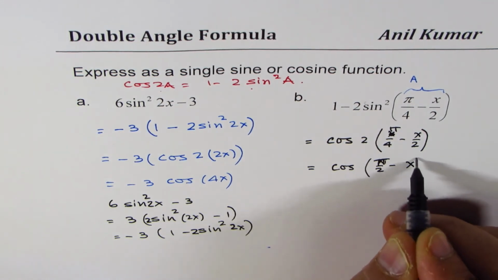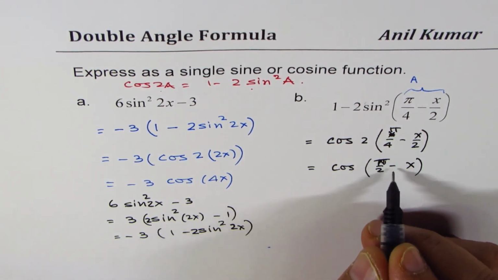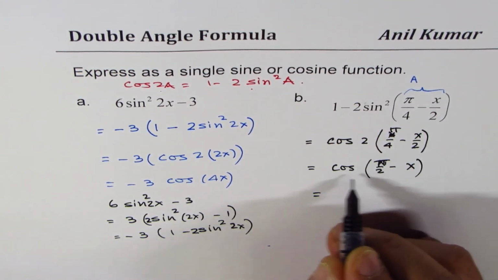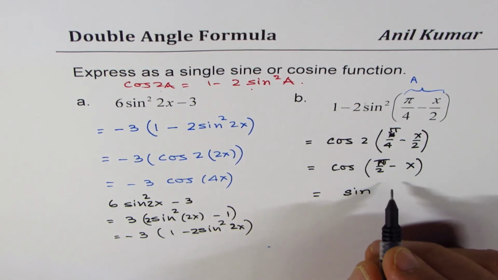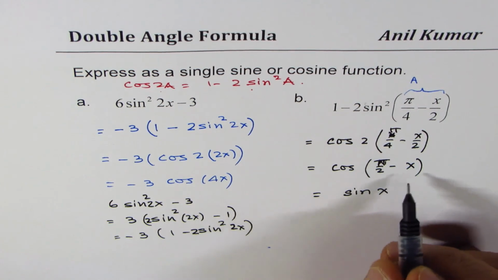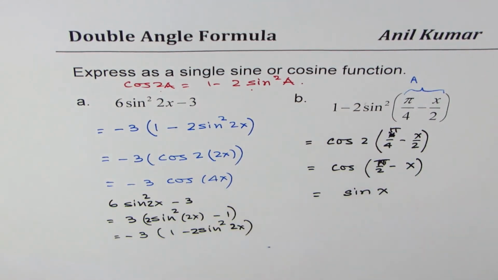And what is cos of pi by 2 minus x? Cos of pi by 2 minus x is sin x, correct? So you get sin x for part B.